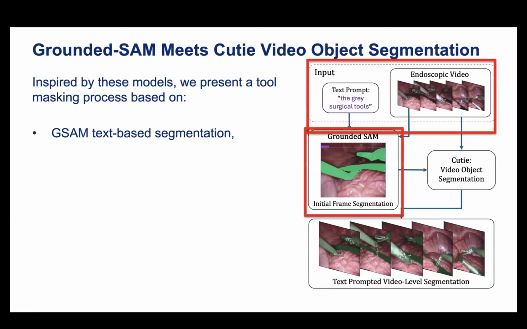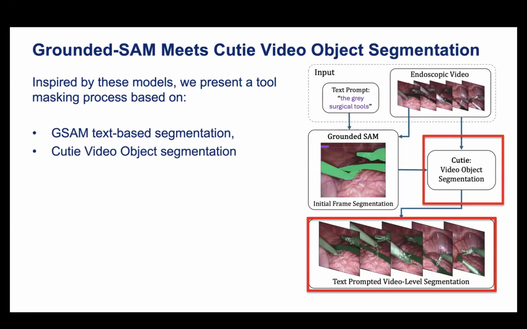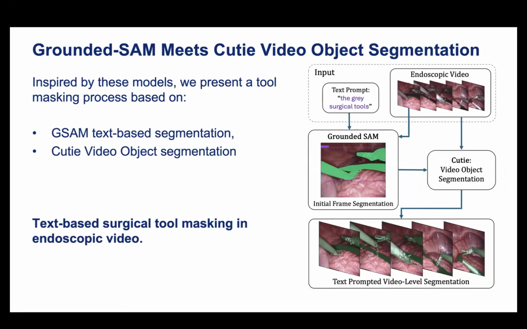The first step is using Grounding Sam to generate an initial mask given a prompt describing the scene. And then using Qt video object segmentation to propagate the initial segmentation mask across the video. So this allows for text-based binary tool masking in the endoscopic video.